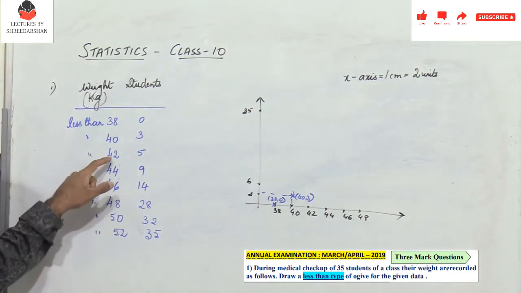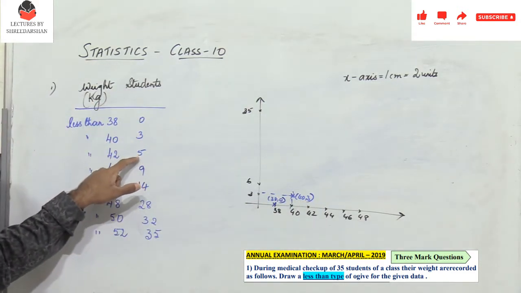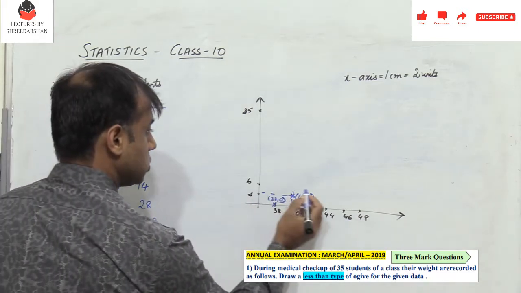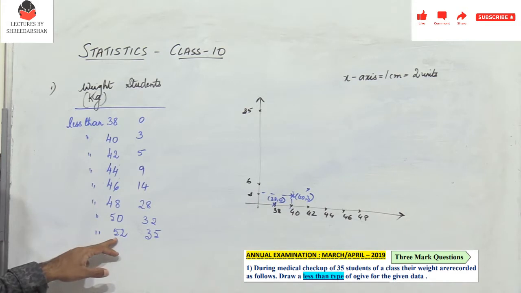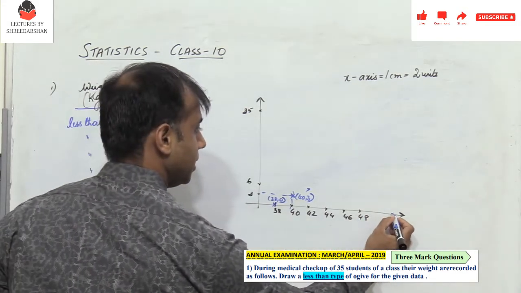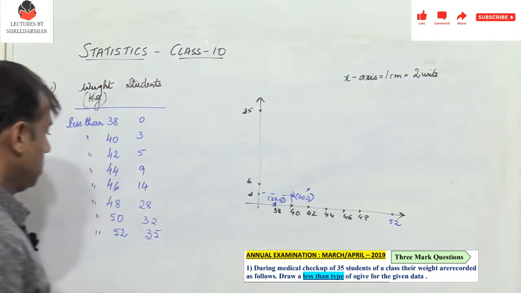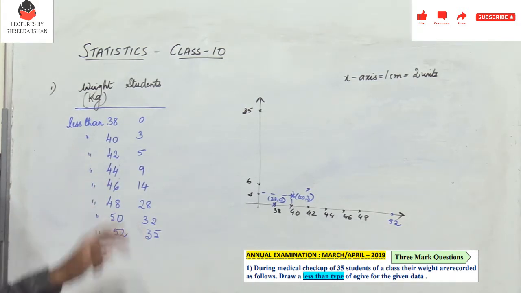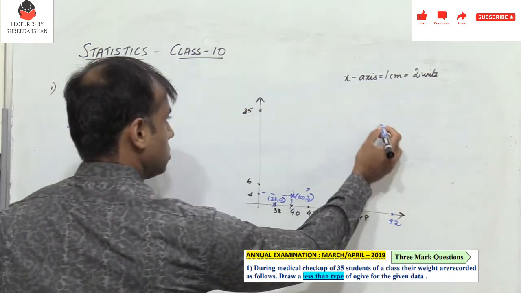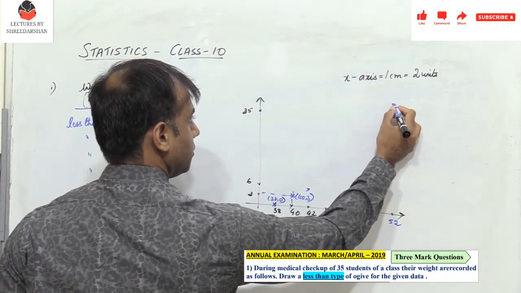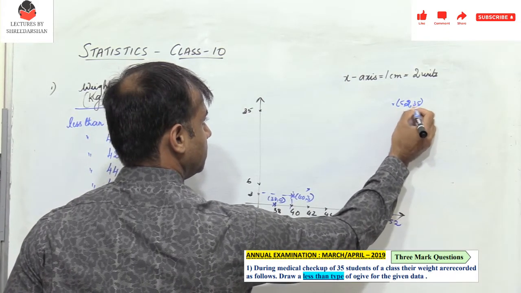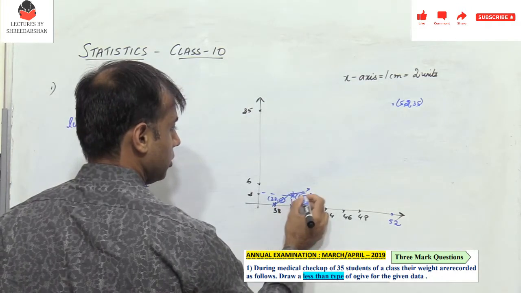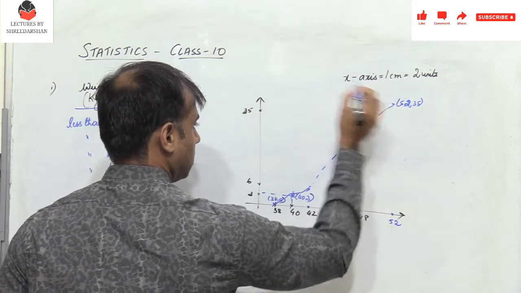And next, 42, 5. Less than 42 is 5. So I get a point here. And so on. And similarly 52, let's assume that 52 is somewhere here. So less than 52 I have all 35 students. So let's assume that this is 35 and 52. So I get 52, 35. And I need to join all of them. So you'll get a curve like this.